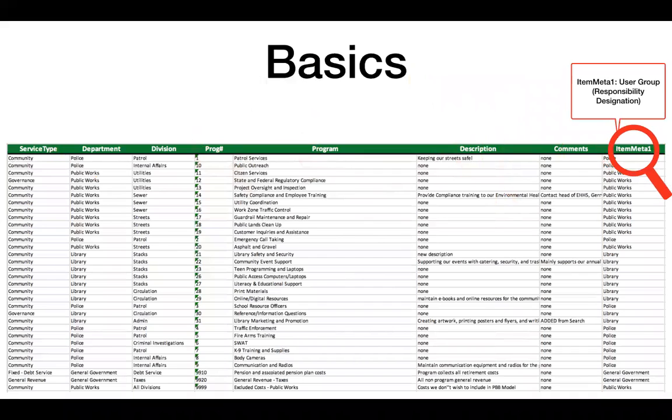This item meta 1 header is a new functionality with the online tools for 2018. The user group is a responsibility designation, and we will go further into what a user group is later on in the presentation.